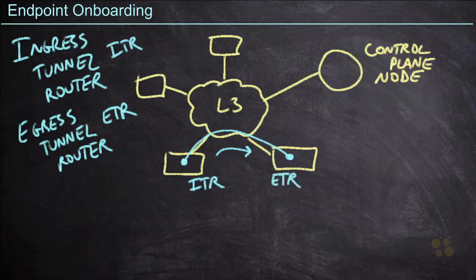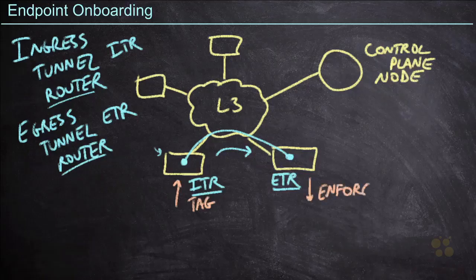Now remember, LISP was developed for the service provider where they use mostly routers. And so even though we're calling these ITRs and ETRs, these could be layer 3 switches. But we still like to keep the same terminology, and so we're going to call them ITRs and ETRs. So thinking back to how we tag traffic and enforce traffic, we are going to tag traffic on the ITR because it's on the ingress side. The packet is just being received by the fabric. And then we're going to enforce that policy on the ETR side.